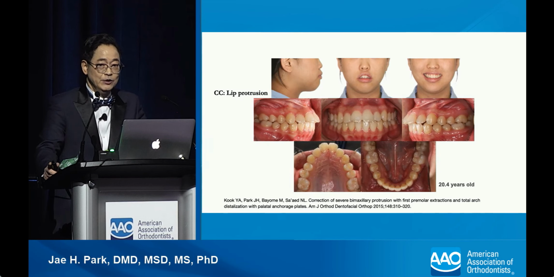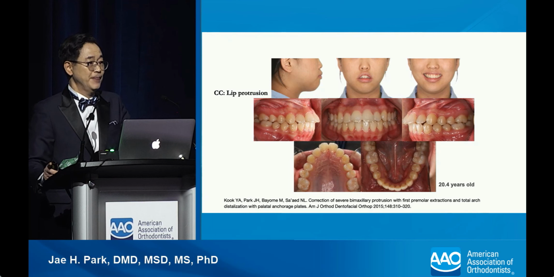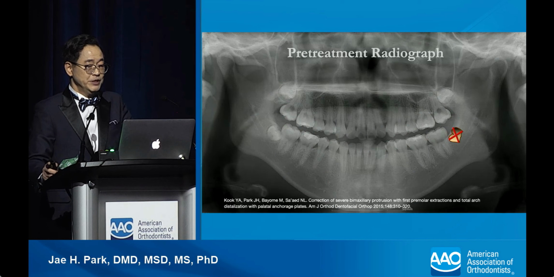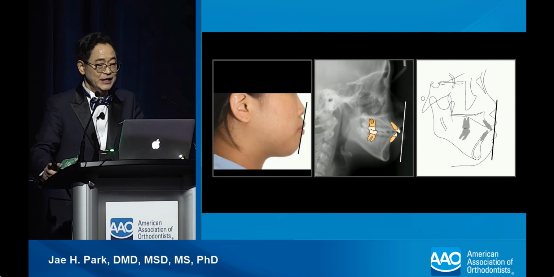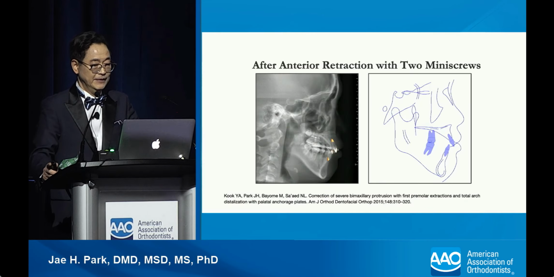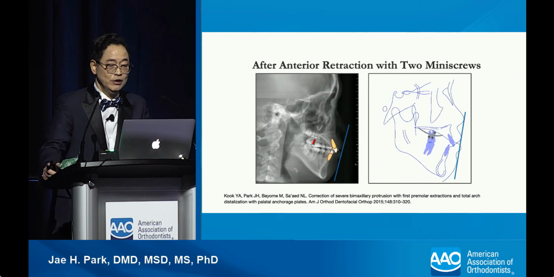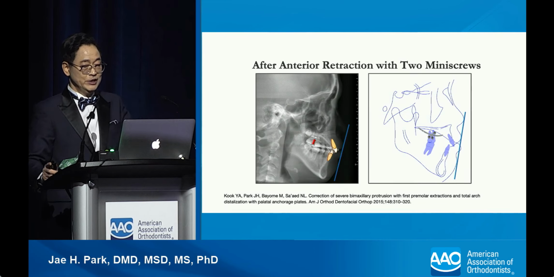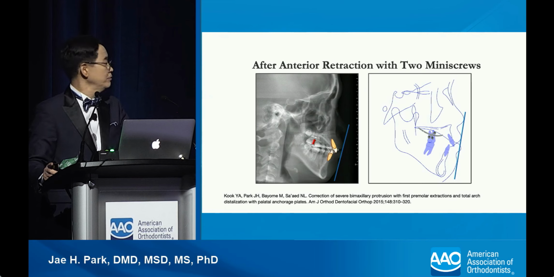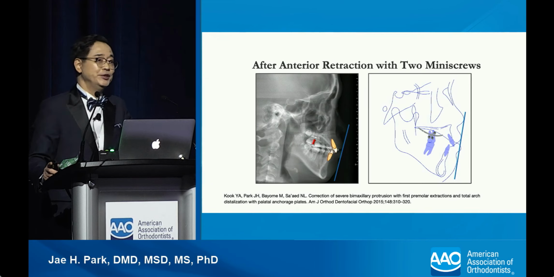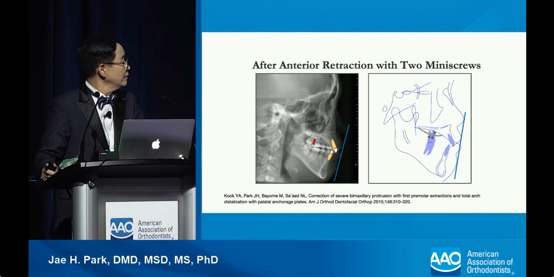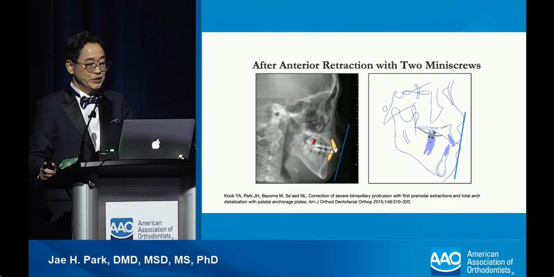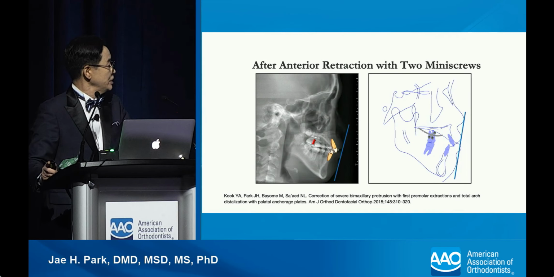Her chief complaint was lip protrusion. She was missing her lower left 8. She had proclined incisors and protrusive lips. After extraction of her 4 first premolars, 2 miniscrews were used for maximum retraction of the upper anterior segment. A palatal plate was then used for further distalization.